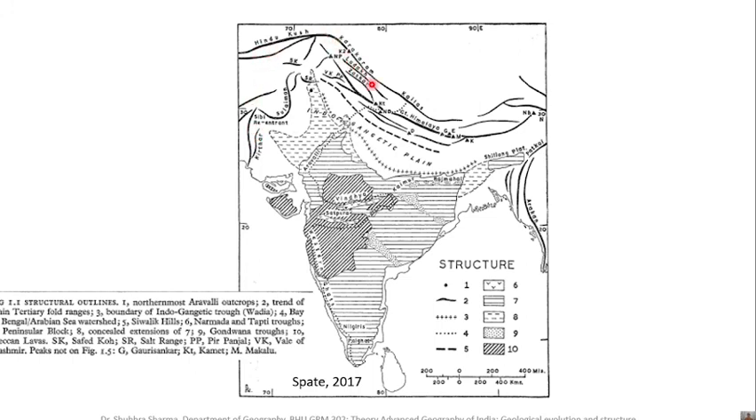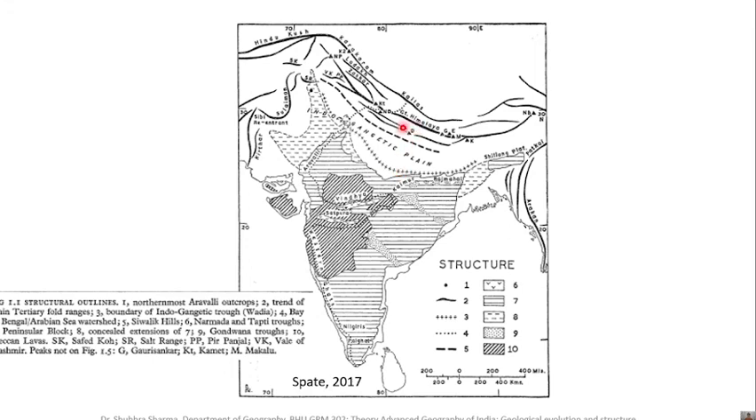You see several tertiary folded mountain ranges. Tertiary means 66 million years and younger. So Himalayan ranges, your Hindu Kush, the Salt Range, Suleiman Range, Arakan Range or the Myanmar ranges, which are part of the Himalayan orogeny, they all are shown in these black lines here. This line here marks the boundary of the Indo-Gangetic plain.